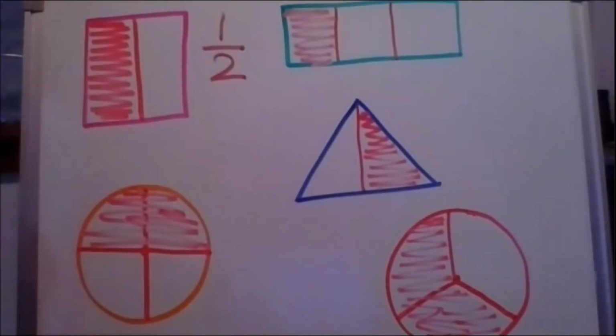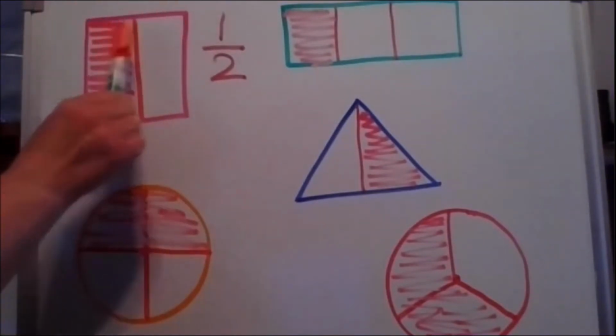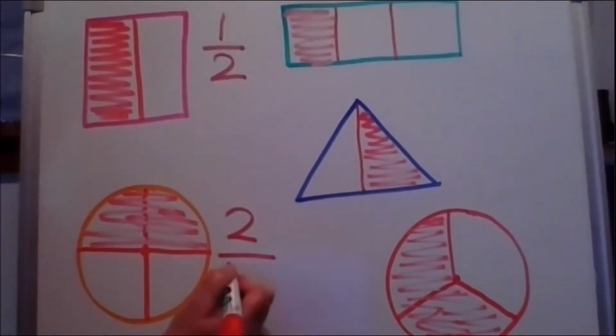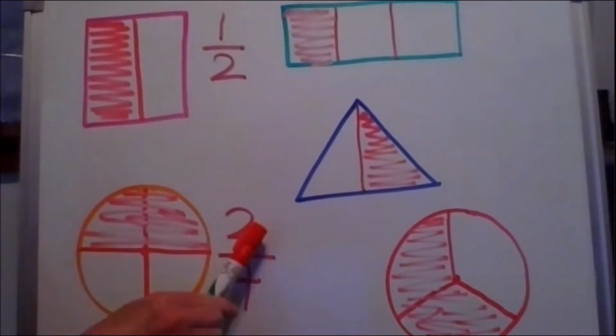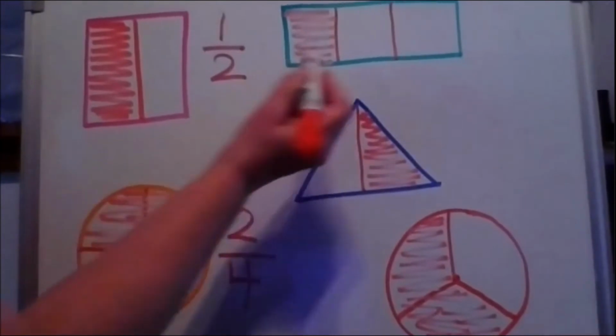We're used to saying half. We're used to saying 1/2. But this is what it means, 1 out of 2 parts. How about the circle? How many have been shaded? Yes, 2 out of 4. That's correct, 2/4.